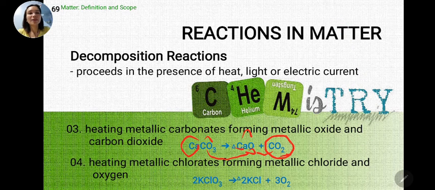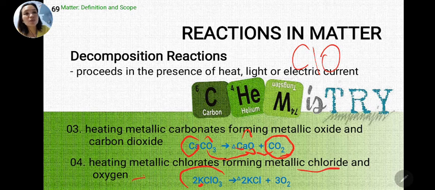We have heating metallic chlorates forming a metallic chloride and oxygen. So, ito yung mga products niya. We have potassium chlorate. K is for potassium. That is a metallic chlorate. Chlorates are ClO substances. So, ClO3. And you now have a metallic chloride, which is potassium chloride, and oxygen. 3 atoms of oxygen gas. Okay?